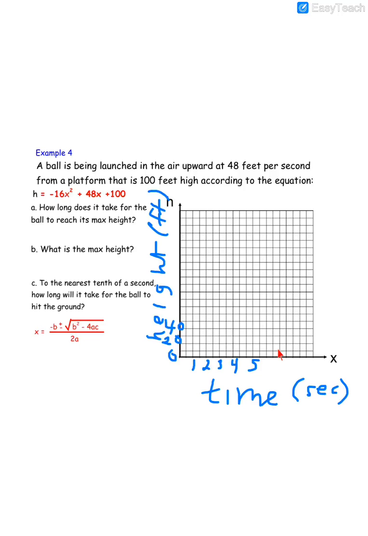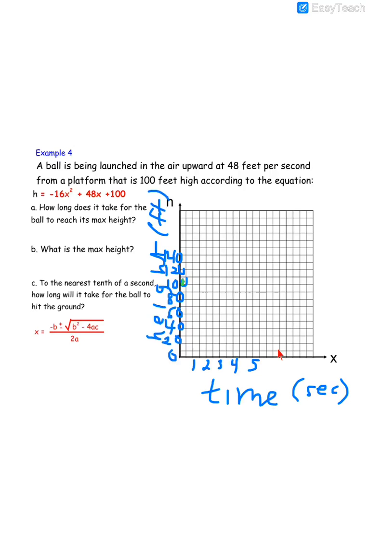40, 60, 80, 100, 120, 140. I really hope I did that right. All right, so let's start. It's 0, 100. I'm going to change colors here. Let's do green. So 0, 100 is here.